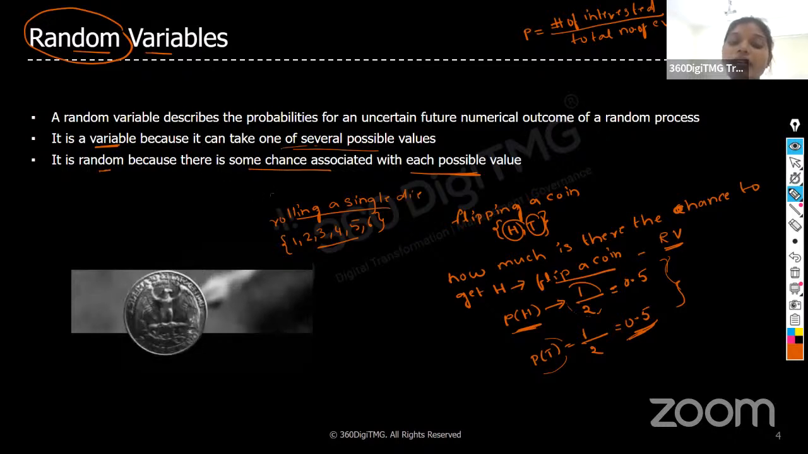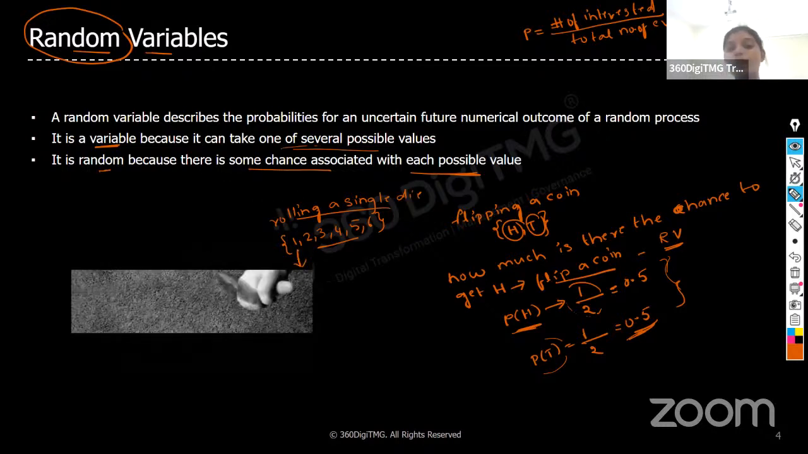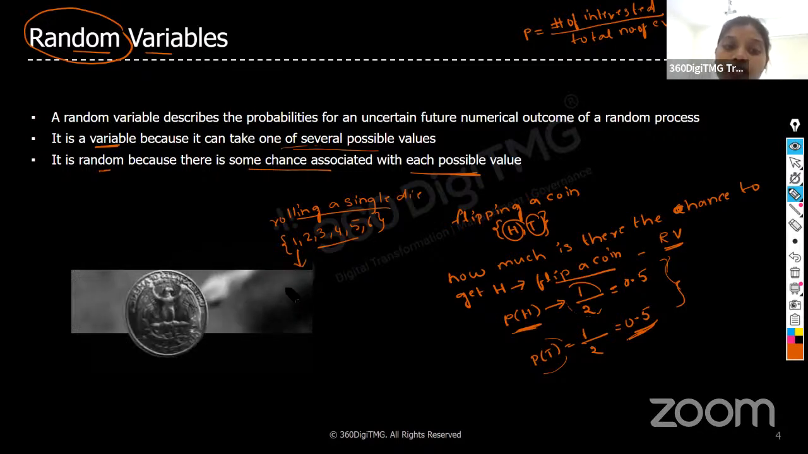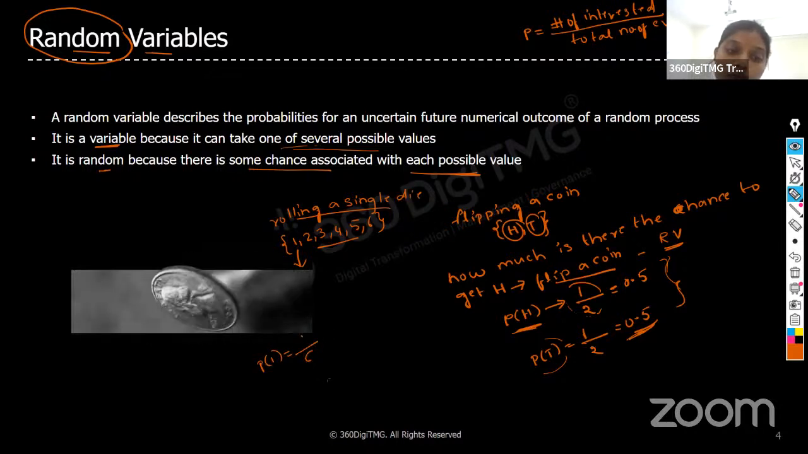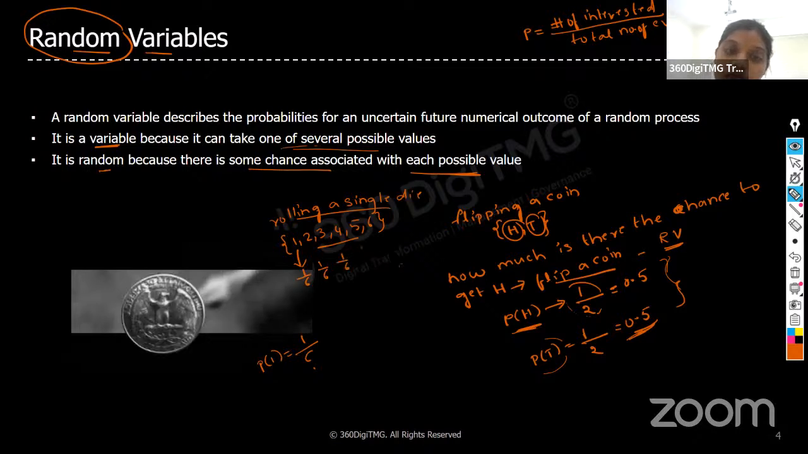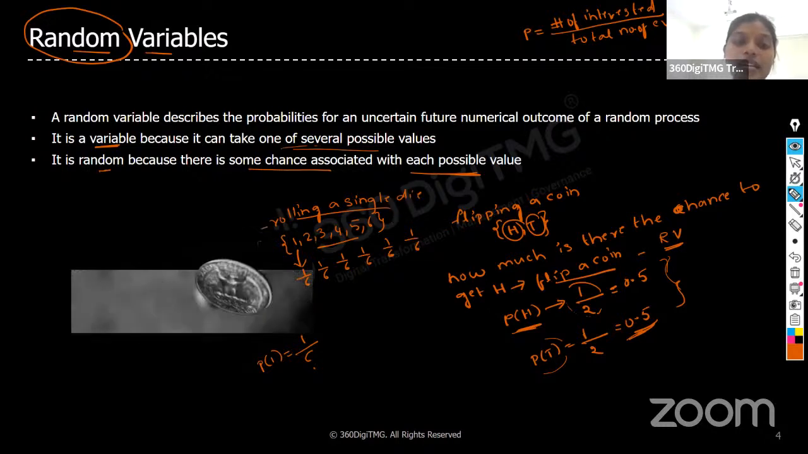And also, each one of these outcomes has a chance of getting as output. So how much is the probability? P of 1 is equal to 1 out of 6 total outcomes, so 1/6. And this is 1/6 again. So 1/6, 1/6, 1/6 for 6 times. These are the probabilities of each one of the outcomes. So this example, rolling a single die, is also called a random variable.